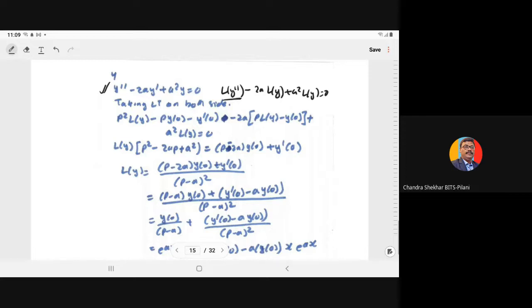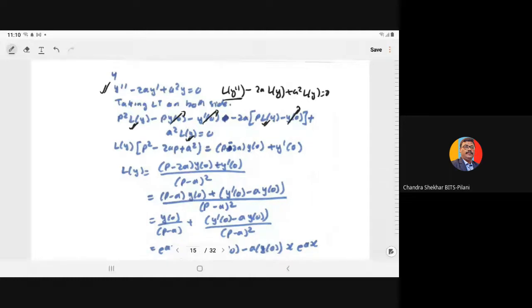And here the condition is not given to you, so we assume that these are some constant values, right? So here you have L of y, if you take common from here, and from here, L of y into p square minus 2ap plus a square is equal to p minus 2a y naught plus y dash naught.